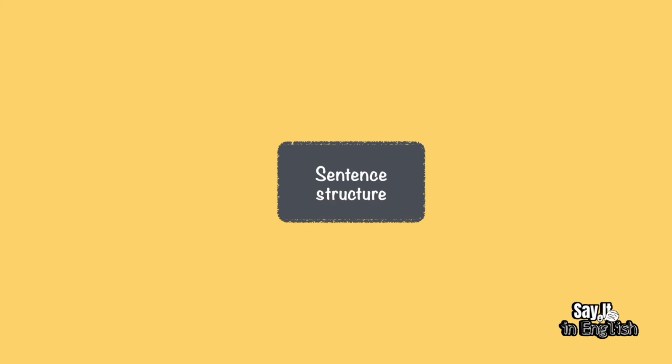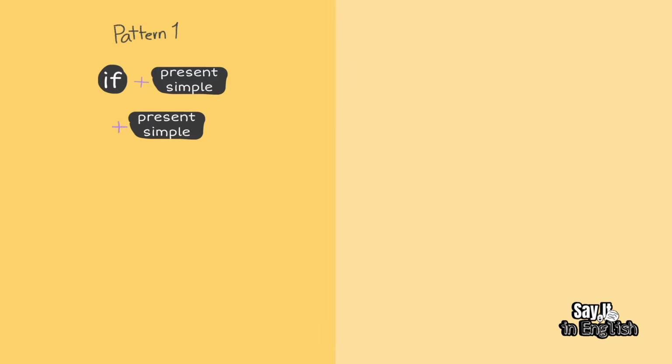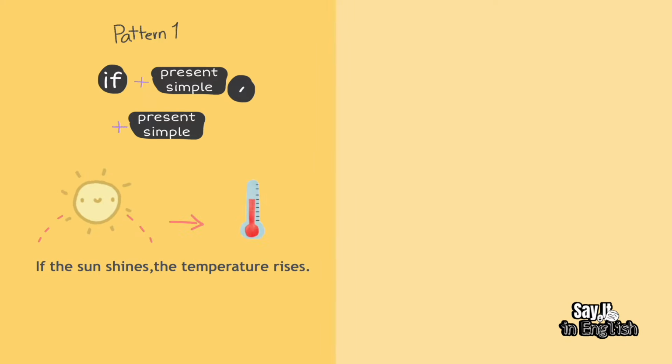Zero conditional sentences have two main forms. This is the typical form of the zero conditional. We use if plus present simple, and then another present simple. And we always use a comma after the if clause. For example, if the sun shines, the temperature rises.